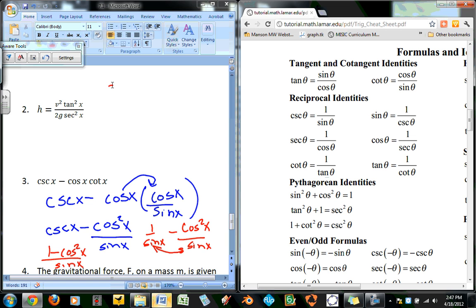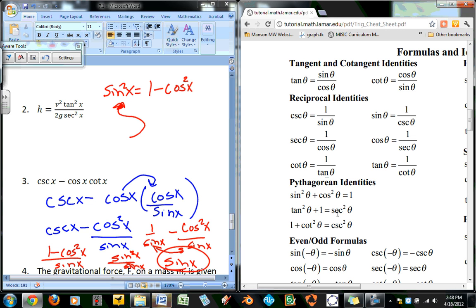If I can say that sine squared x equals 1 minus cosine squared x, and all I did is subtract this over here, then notice right here I have 1 minus cosine squared x. Well, what is that actually? What could I substitute in? I could substitute in sine squared x. So now I have sine squared x all over sine x. One of those can cancel out to leave me with sine of x.